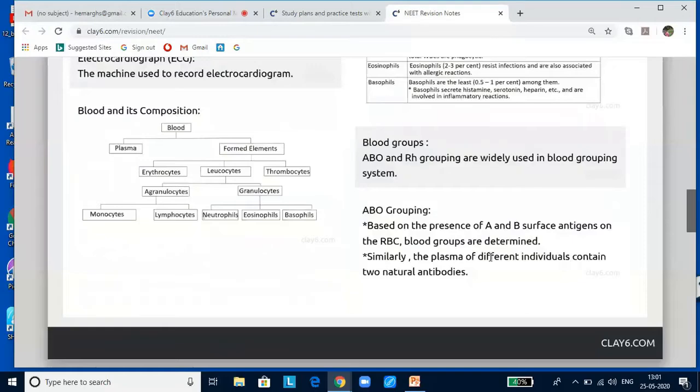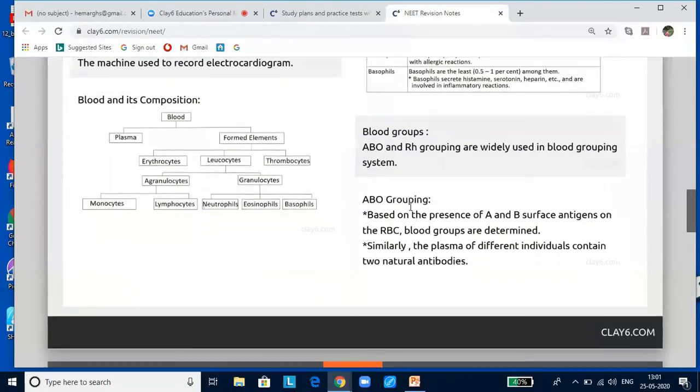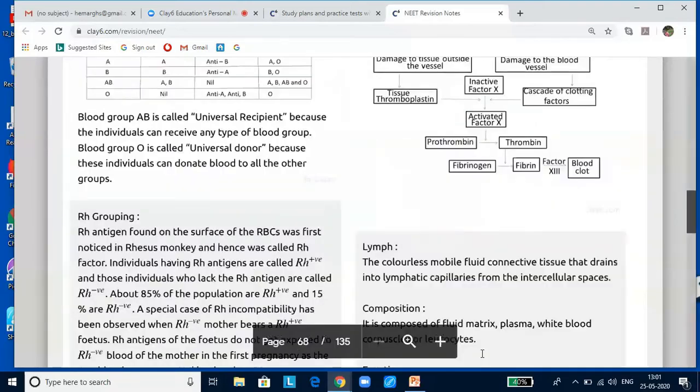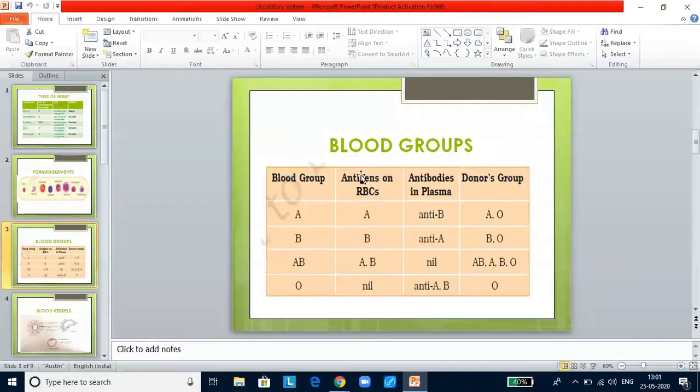Now let us look at the blood groups. Blood grouping is very, very important. In human blood, there are two types of blood groups, ABO group and RH factor, which are widely used all over the world. ABO blood group is based on the presence or absence of two surface antigens on the RBCs, that is A and B.